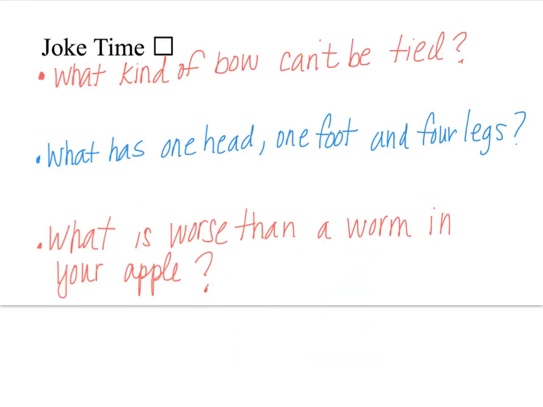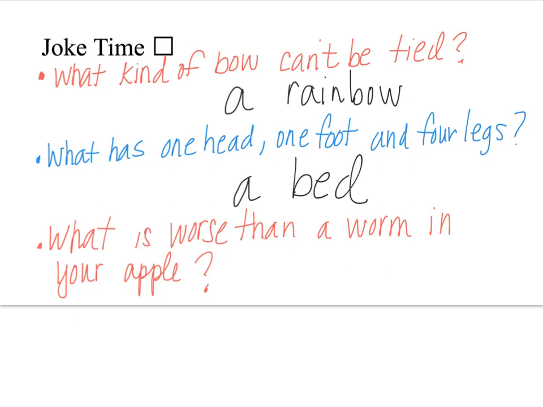All right, here we go. Some joke riddles for you today. First one, what kind of bow can't be tied? A rainbow. Next one, what has one head, one foot, and four legs? A bed. And last, what is worse than a worm in your apple? Half a worm in your apple.